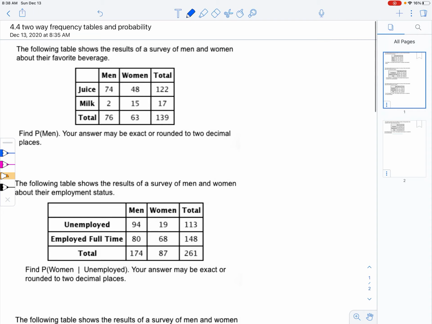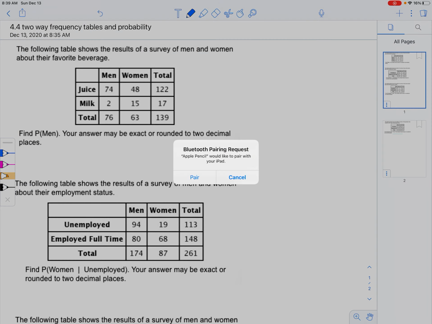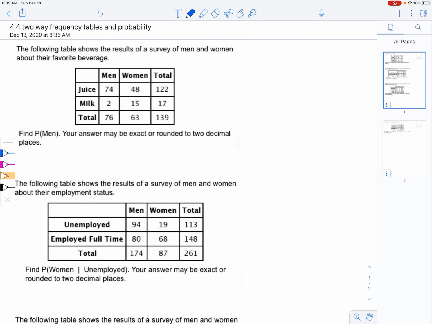Let's get my pen working here. Oh, I'm going to get my pen activated. Hold on. So there's 4 different kinds of questions that you're going to see within the probability section. Come on. There we go. So here are the 4 types.